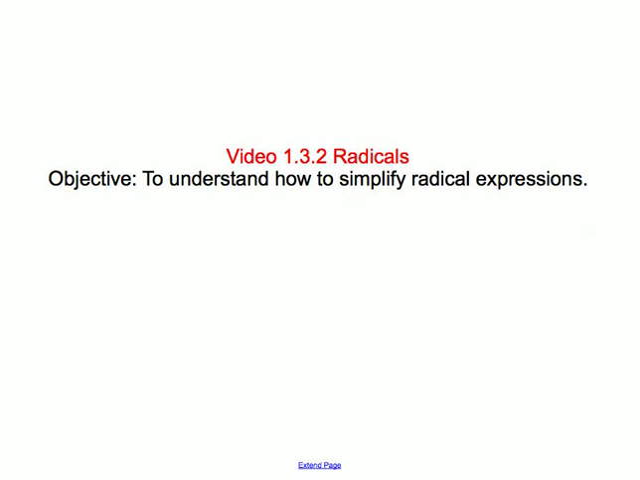This is video 1.3.2, radicals, and the goal here is to continue to understand how to simplify radical expressions. We're going to pay close attention to making things proper and additional steps that you'll have to take to do that. So let's take a look at the first example.